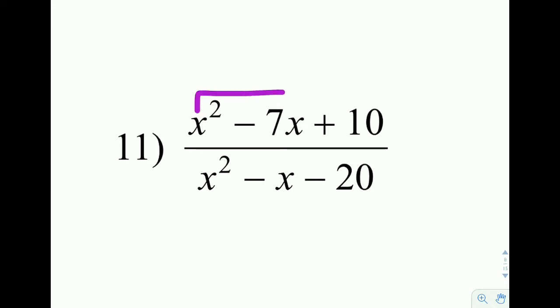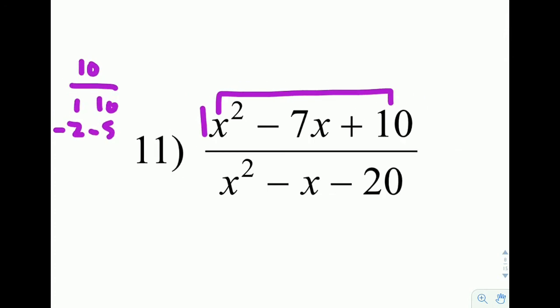So I'm going to look at my coefficients here. I have a 1 out front of x squared and a 10 out here, and I'm going to multiply 1 and 10 to get 10. And I need two numbers that multiply to 10 and add to negative 7. So I know that 1 times 10 is 10 and 2 times 5 is 10. 2 times 5 added together equals 7. If I want negative 7, I've got to make those both negative, and as long as you switch both signs, you can do that. So I'm going to rewrite this as x squared minus 2x minus 5x plus 10.